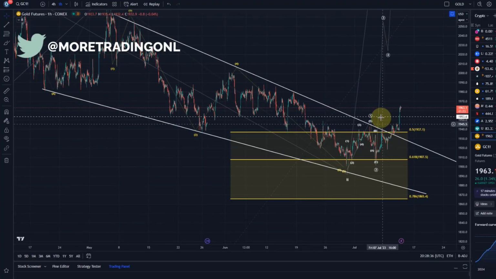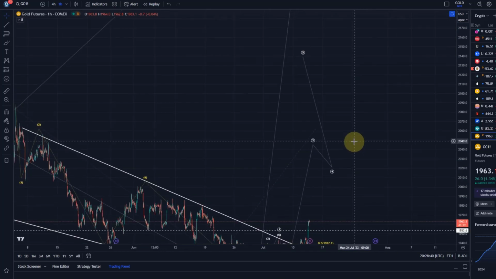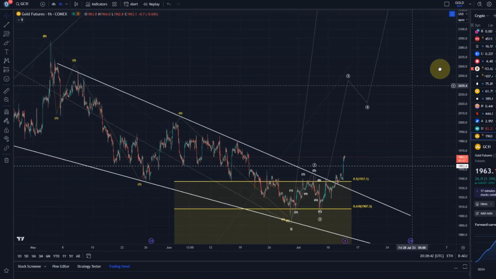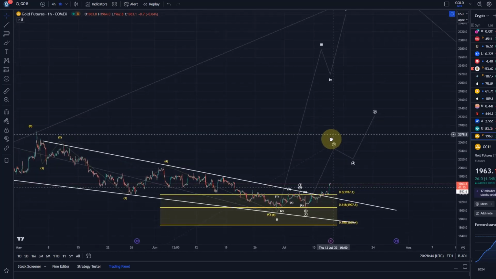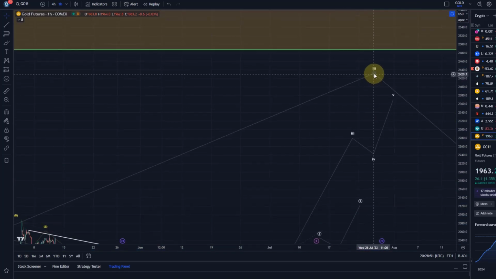So hopefully this is now the breakout that we needed. In the past, a few rallies in the metals sector have started in quite similar ways. Let me actually move the waves across and then we can talk.